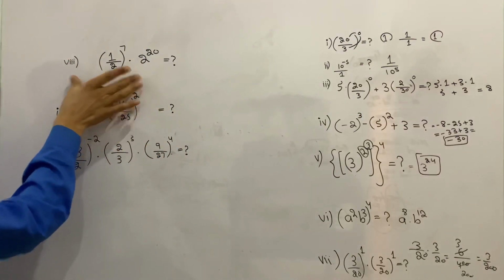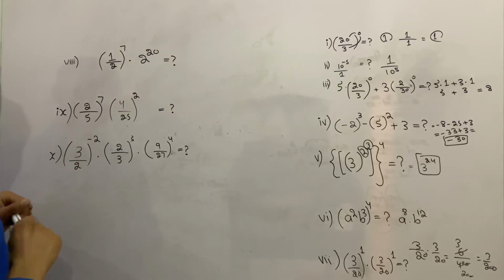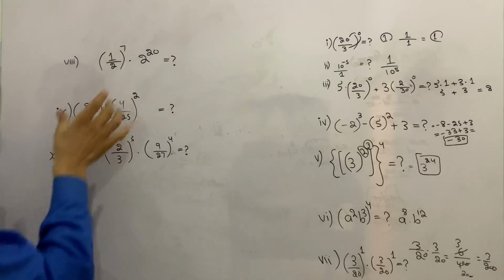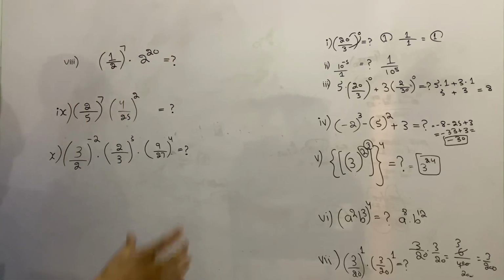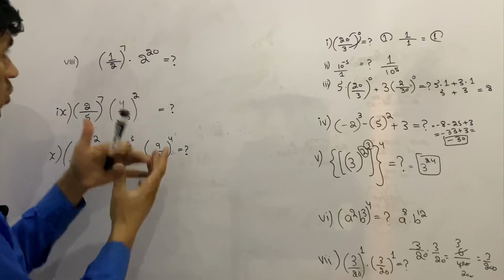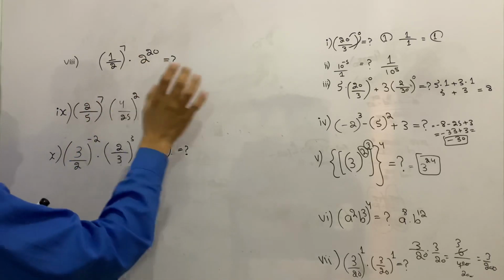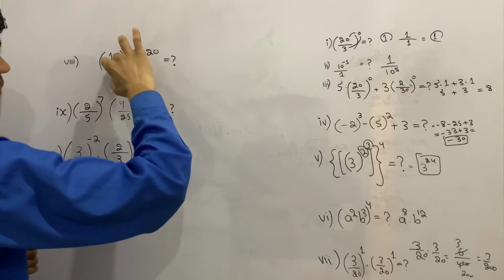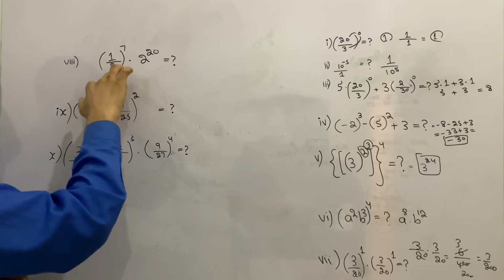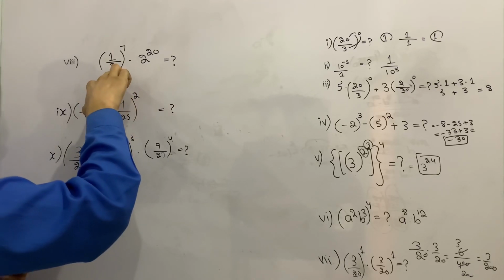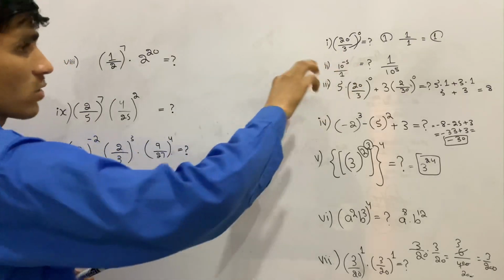Look at the 8th question. What should you do? Are the bases the same? No. Are the exponents the same? No. You don't have to do any work to make the bases the same. Instead, you should swap the places of 1 and 2, then the power will be negative, according to this rule.